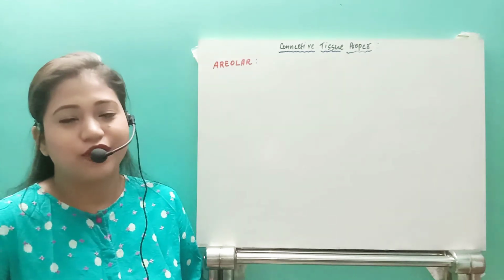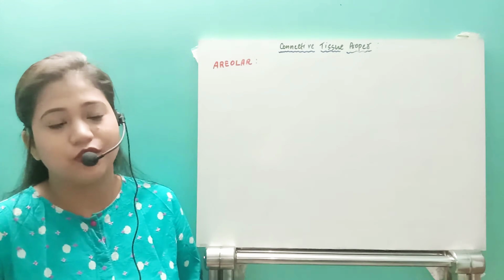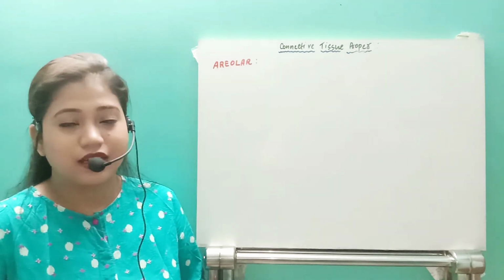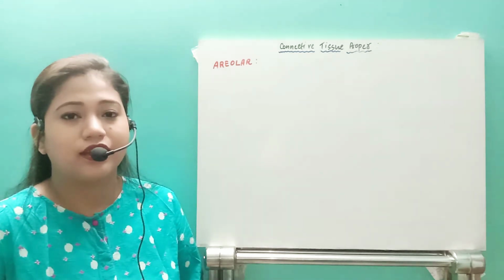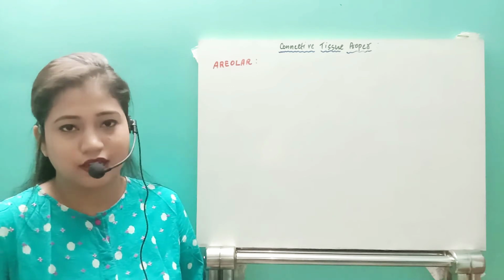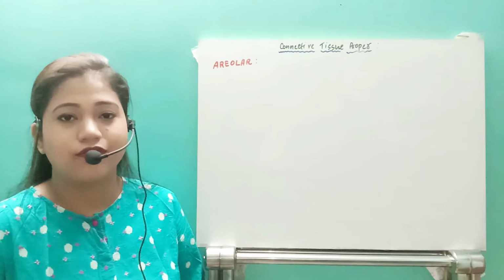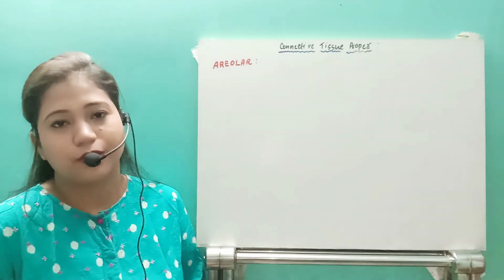Students, today we are going to start the types of connective tissue. In the last video, we saw the classification, where the connective tissue is divided into three types. They are known as the connective tissue proper, dense connective tissue and specialized connective tissue. Now in this video, we are going to start the first type of connective tissue. This is known as connective tissue proper.